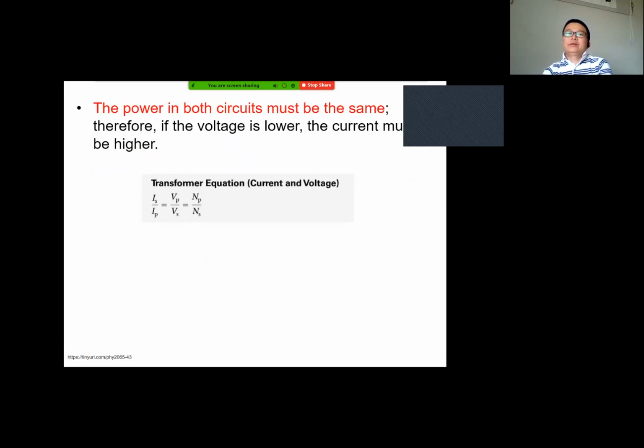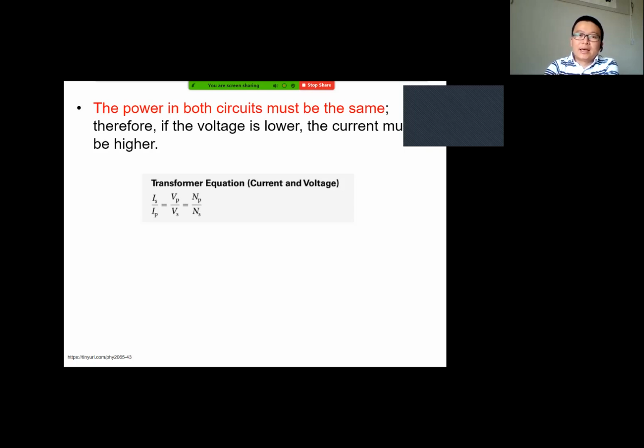The power in both circuits, the primary and secondary circuits, is the same. So when you set that up, P equals V times I. V primary times I primary should be equal to V secondary times I secondary. So the ratio of the currents, the current on the secondary over the current on the primary, should be inversely proportional to their voltage ratio, Vp over Vs, because V times I is constant.